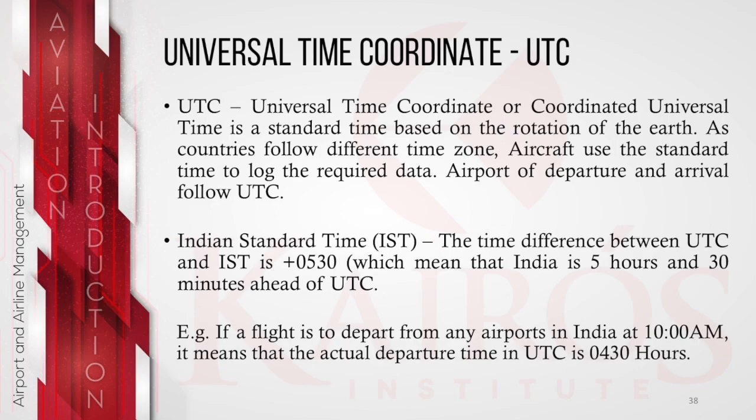Indian Standard Time or IST. The time difference between UTC and IST is plus 5 hours 30 minutes, which means that India is 5 hours and 30 minutes ahead of UTC. For example, if a flight is to depart from any airport in India at 10 a.m., it means the actual departure time in UTC is 0430 hours.